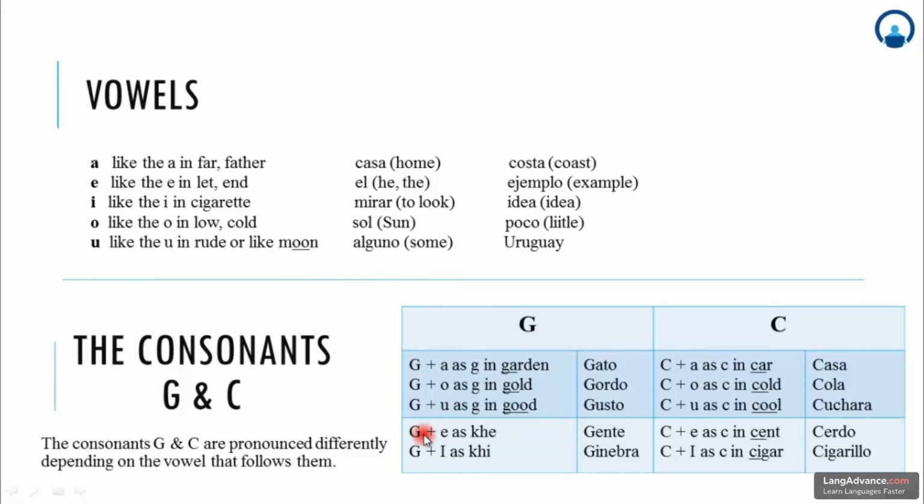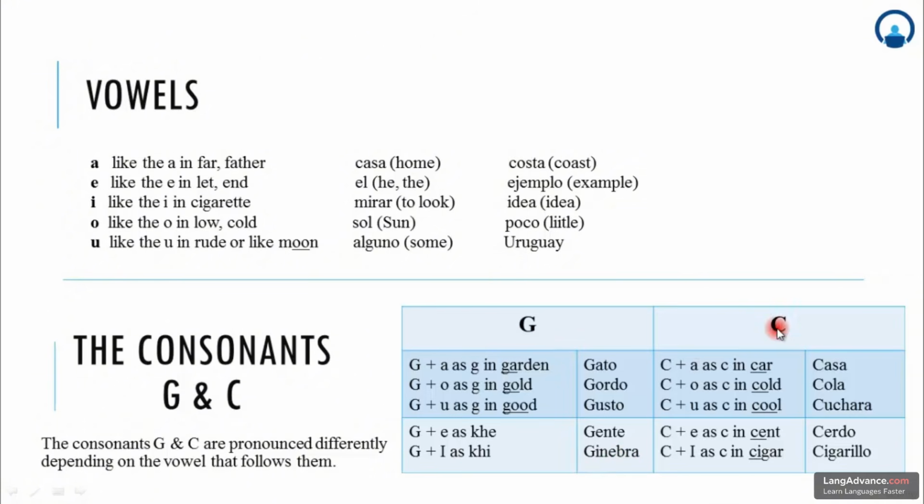G, if followed by E, is pronounced as K. It is not pronounced as gay, it is pronounced as K. For example, we have a word called gente. Gente means people. And if we have the letter G followed by I, it is pronounced as ki. It is not gi, it is ki. For example, ginebra. Ginebra means rum or brandy.